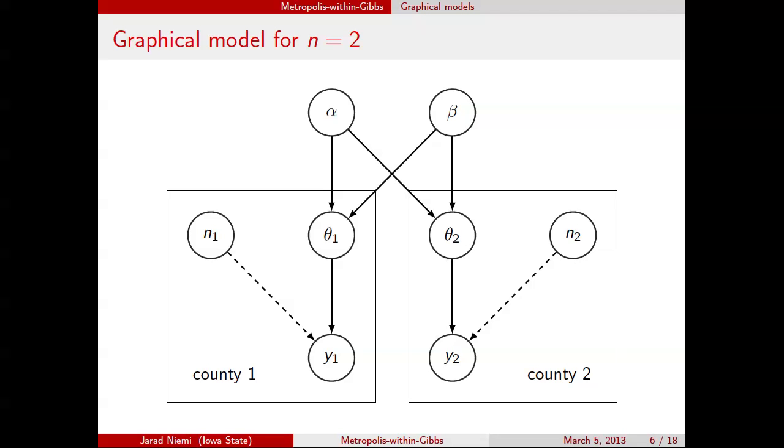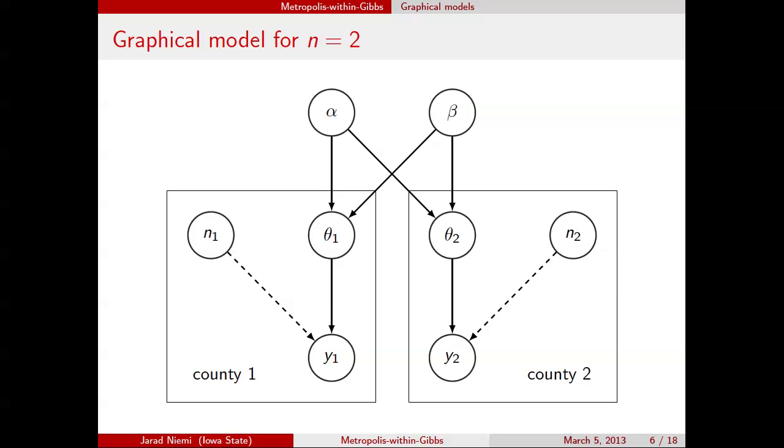For simplicity now, I'm just thinking about two counties. All right? So this is just a graphical representation of the model that I wrote down. The data that we observed in that county depends on the number of person years in the county, n, and the expected death rate, theta. If we knew these two things, then we would know the probability mass function for the number of deaths that we observed. The expected death rate in county 1 here depends, in the prior, on alpha and beta. That's the arrows from alpha and beta to theta 1 and from alpha and beta to theta 2. And we have the same thing over here for county 2.